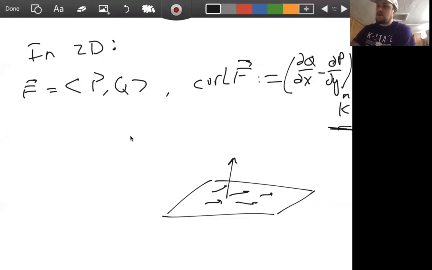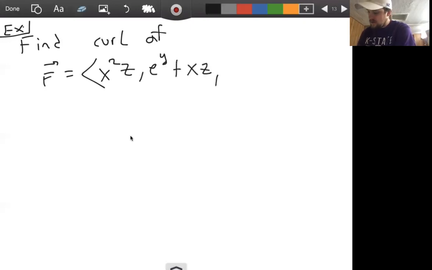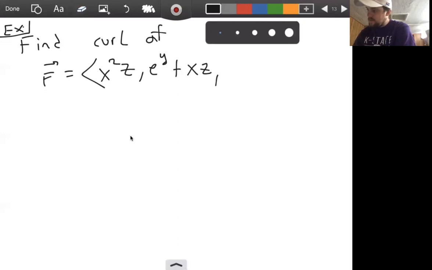Alrighty. So let's do a quick example to calculate curl. Let's find the curl. So here's an example. Find the curl of F equals x squared z, e to the y plus xz, and xyz.